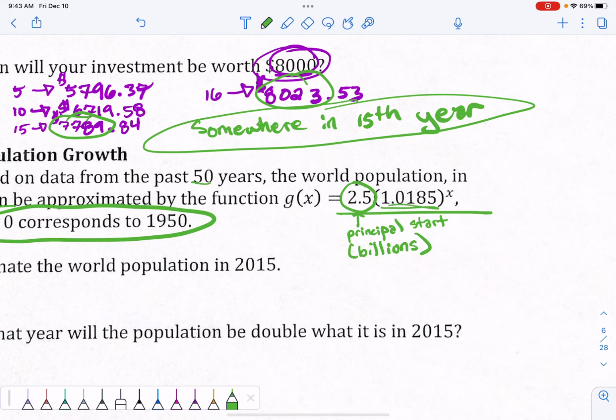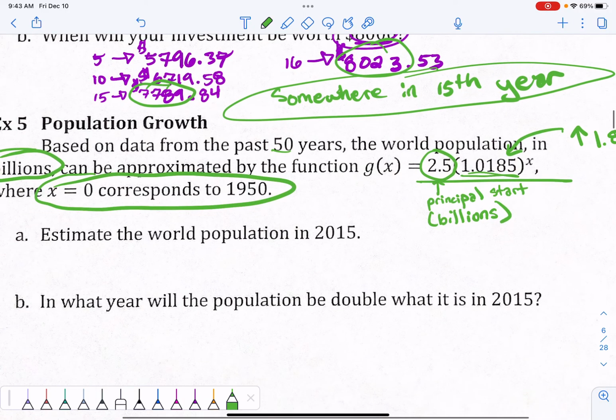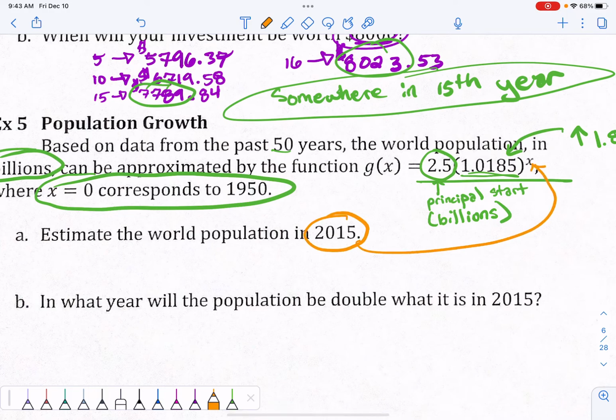And then it's gone up about this number right here would be an increase of about 1.85% per year, okay, to reflect that number, all right? So our starting number is 2.5 billion, and it's going up 1.85% per year, okay? Estimate the world population in 2015, okay? Now, we don't want to just plug 2015 in for X, okay? Because 0 corresponds to 1950. So if 0 is 1950, then 2015 would be the number like 65, okay? So we're going to plug 65 in for this X. And I think I went ahead and did that. You can practice plugging this in to see.